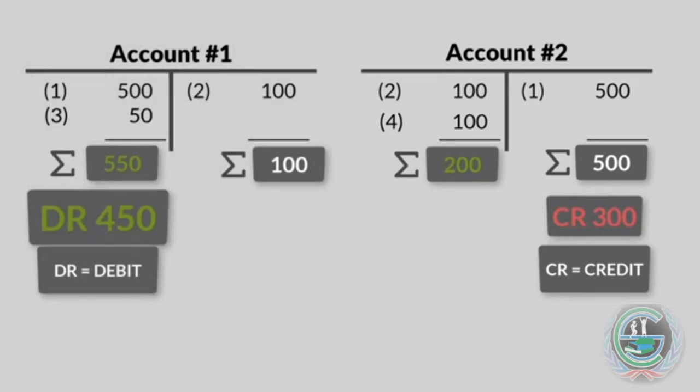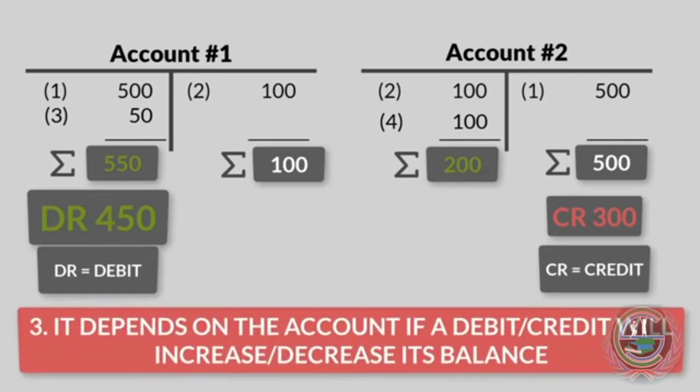Both received a debit, but one account increases while the other one decreases. They are behaving differently. And that's rule number 3. It depends on the account if a debit or a credit increases the balance or if it decreases it. And that's really the secret to understanding debit and credit.